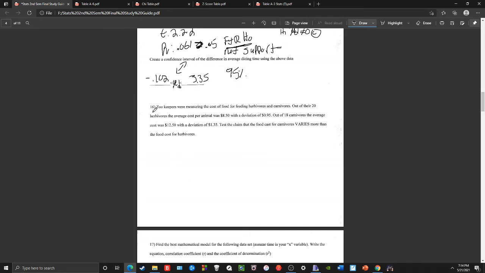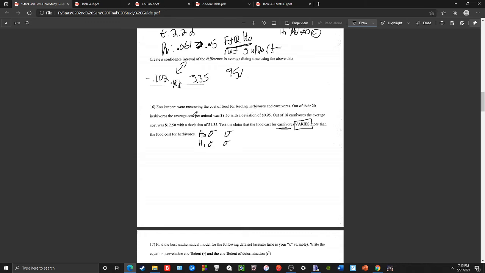All right. So zookeepers measuring food. Out of their 20 herbivores, the cost per animal was that with a deviation of that. Carnivores with that. Test the claim. So we're testing the claim about a variance here, right? We're testing the claim that carnivore cost varies more than herbivore cost. So we're claiming a deviation. So we have sigma, sigma, sigma, sigma. Now remember, with sigma, the highest deviation has to be your first number.